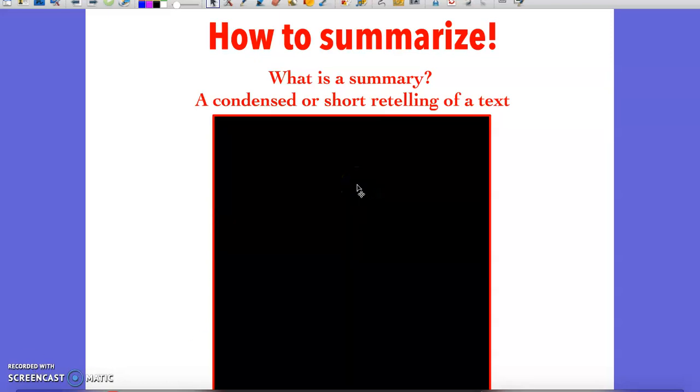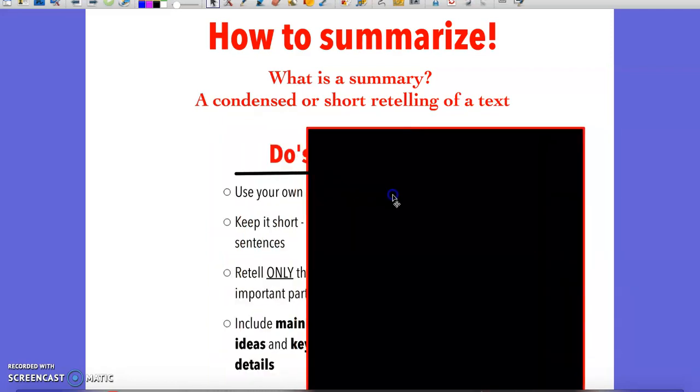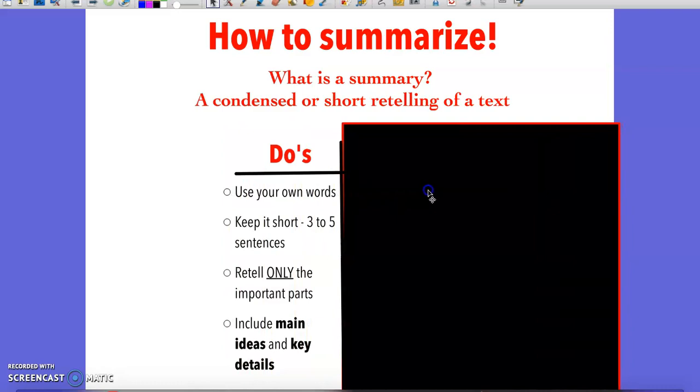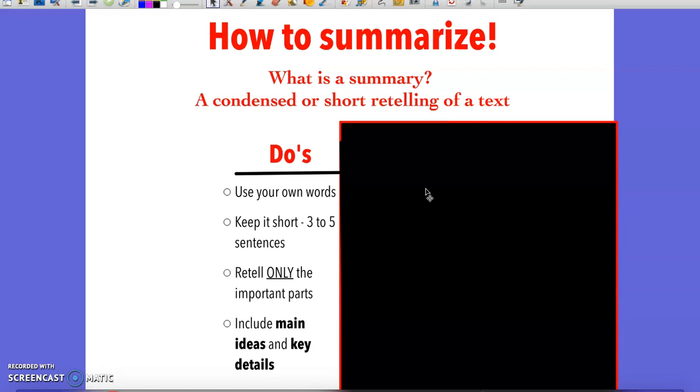There are some do's and don'ts to writing a summary. Let's take a look at some of those. So first of all, our do's. What you do want to do is use your own words. You don't want to take what the author wrote in the text word for word and copy that down in your summary. That is not what a summary is. A summary is your own words retelling what happened in the story.